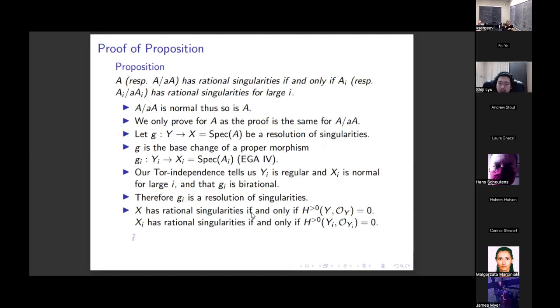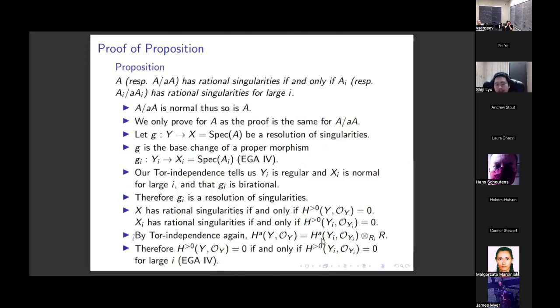Classically, you define rational singularity as the higher cohomology of the structure sheaf on the resolution being 0. And now Tor independence kicks in again. Generally, what you would have is that the total pushforward, or the total cohomology in the derived category, satisfies a derived base change. But because everything is Tor independent, including the scheme itself and the cohomological modules, you have this. This needs some work, but those are mostly formal, like dimension shifting from the top degree down to the bottom.